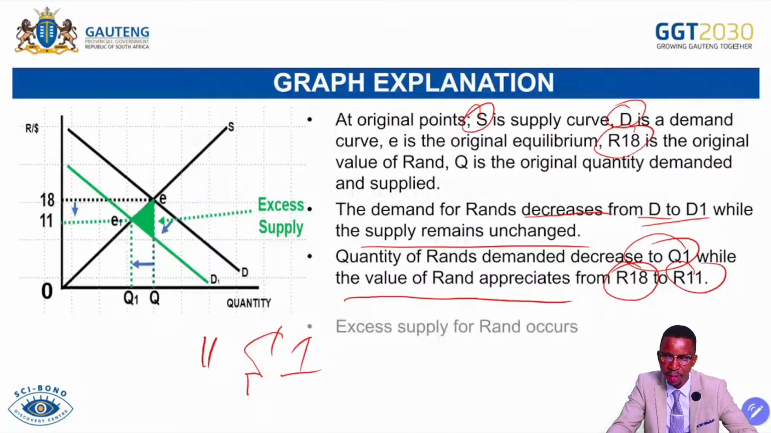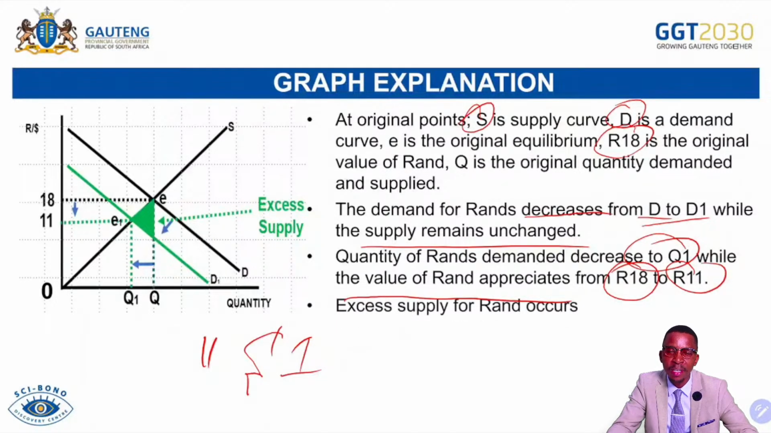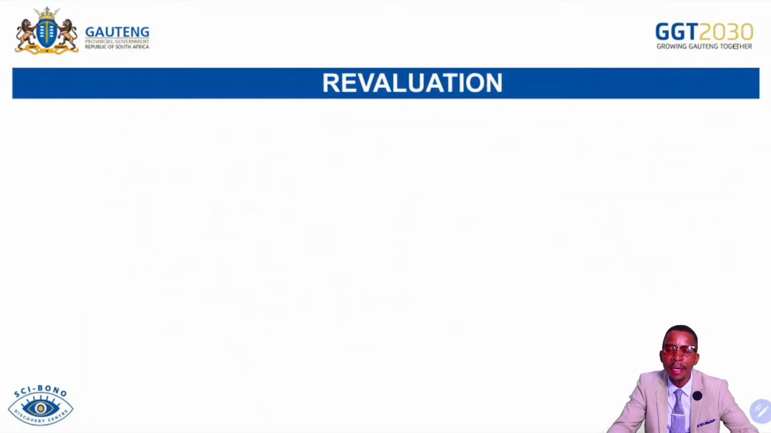You must be careful on this one because this is very tactical. You must understand, avoid using a direct approach whenever you deal with appreciation and depreciation numerically, and also understand that for the rand to appreciate, there must be excess supply of rand, meaning the rand must be supplied more than it's demanded. Then you can have what we call an appreciation.